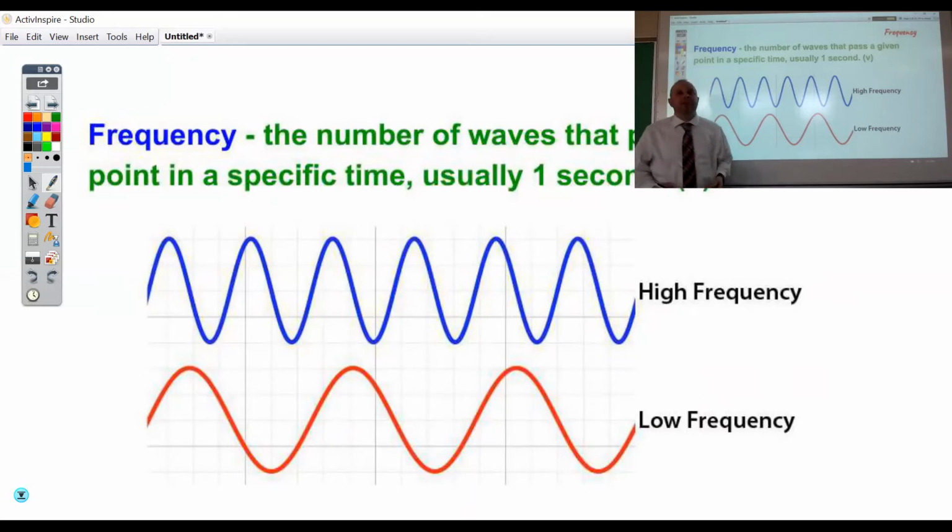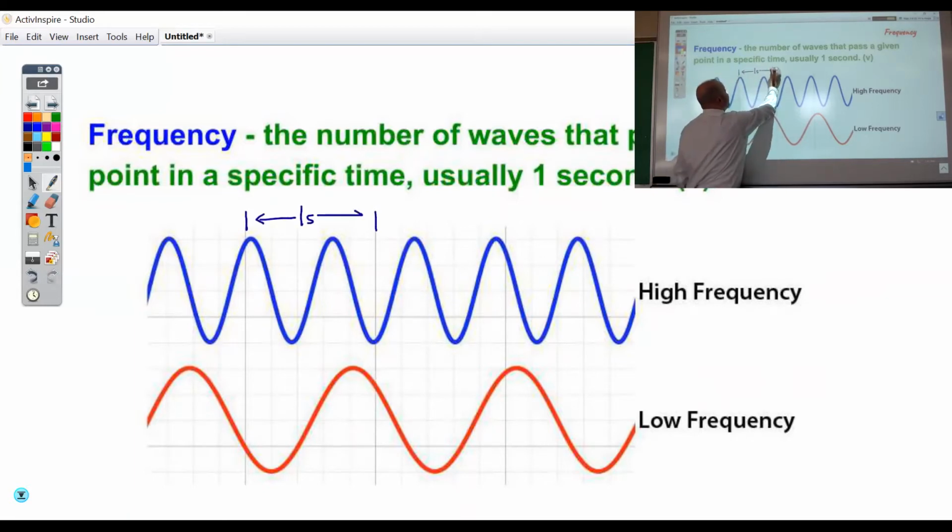The next term that we have to be familiar with is the term frequency, which is simply the number of waves that pass a given point in a specified period of time. And for us, that specified period of time will normally be 1 second. So if you notice, we have two different waves here. This time interval between points like this is going to represent 1 second of time. So the number of waves that pass in 1 second of time can be considered high frequency or low frequency, which is a relative term. So compared to the wave below, this wave up top would be considered high frequency. This one would be considered low frequency because fewer waves pass in the same time interval of 1 second.